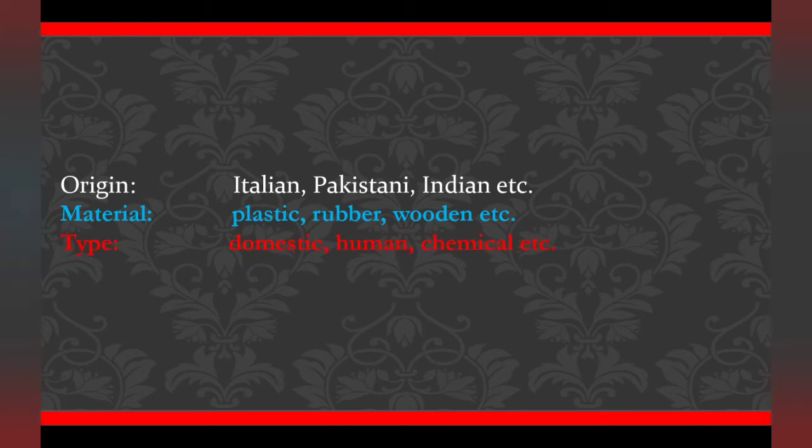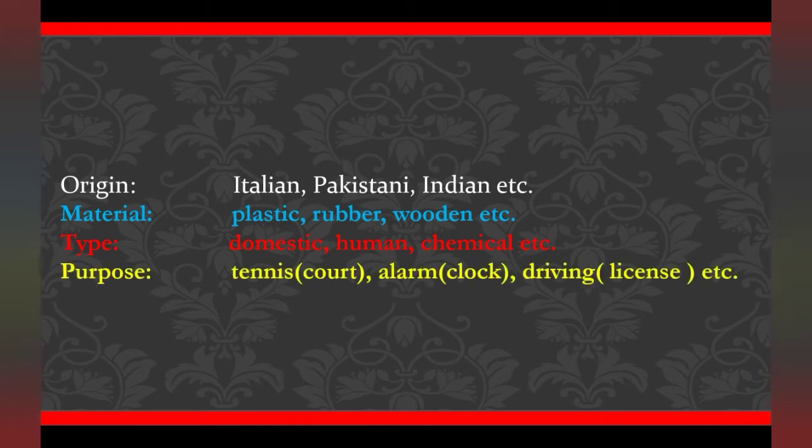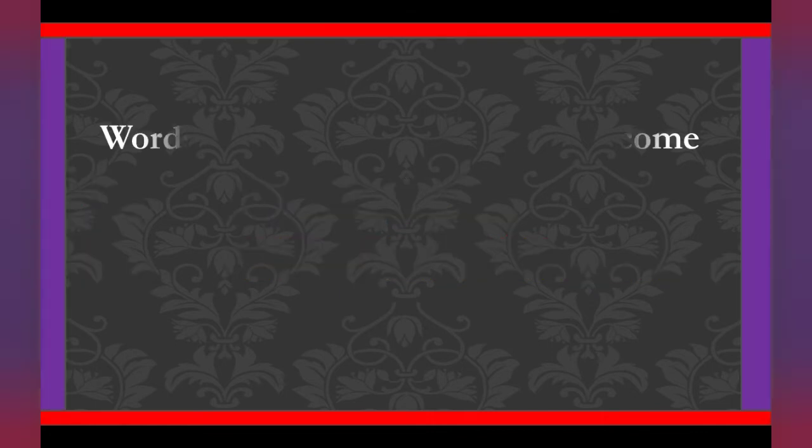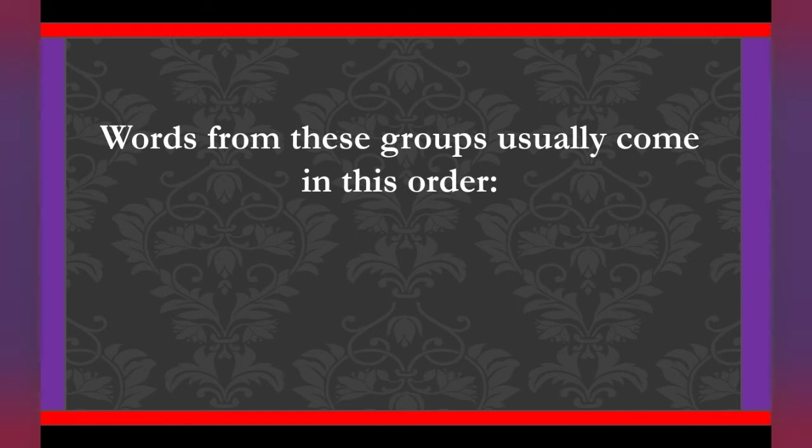Also, adjectives of type: domestic, human, chemical, etc. Adjectives of purpose: tennis court, alarm clock, driving license, etc. Words from these groups usually come in this order.